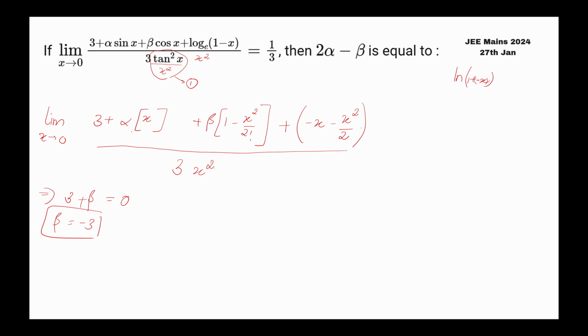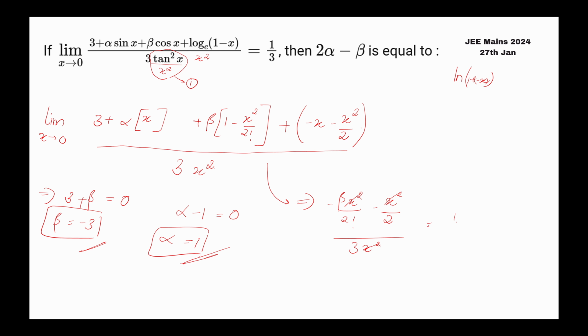Another thing, for alpha also each and everything has to be 0. Sorry, for x. So here we have alpha, and what are the coefficients? Minus 1. This also should be equal to 0. So from here we get alpha is equal to 1. And now if you look at this entire equation, what does this equation transform into? It would simply become minus beta x square by 2 factorial minus x square by 2 upon 3x square. So x square would cancel out all x square, and this value would be equal to 1 by 3.